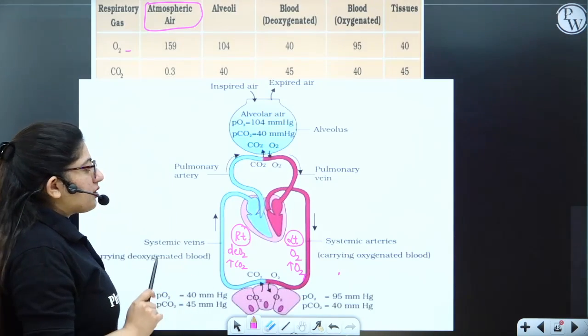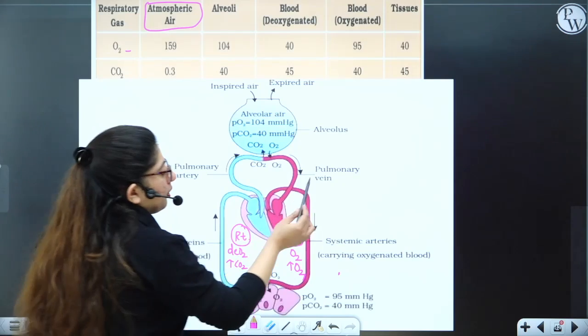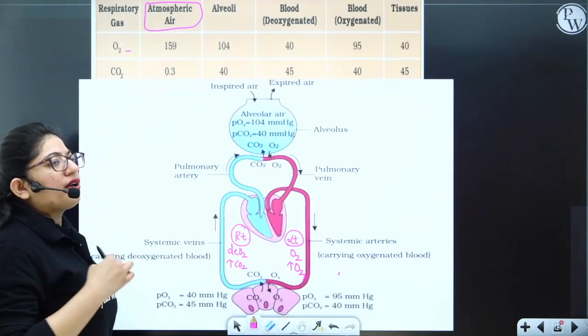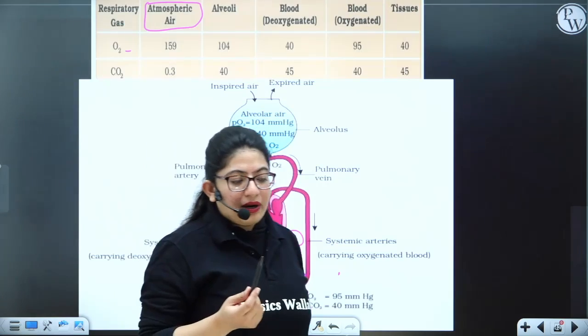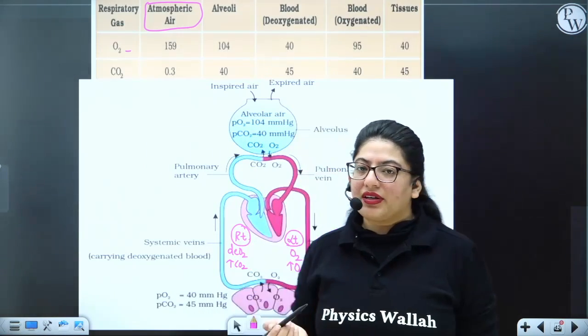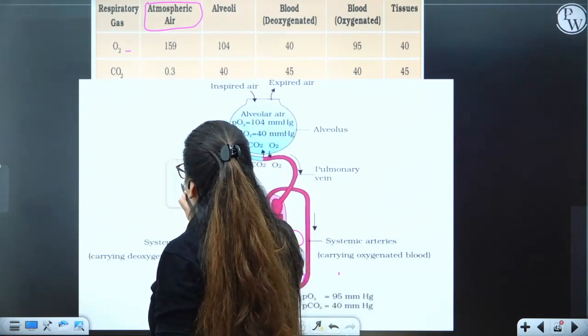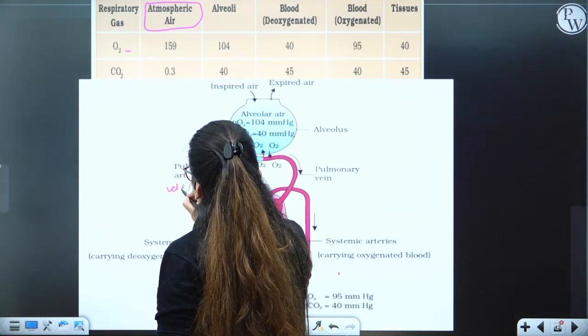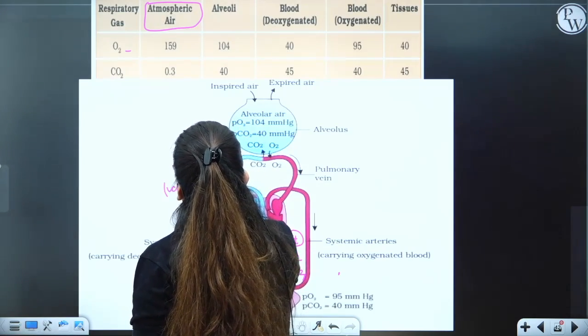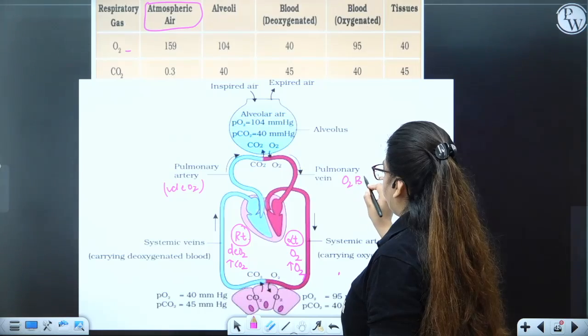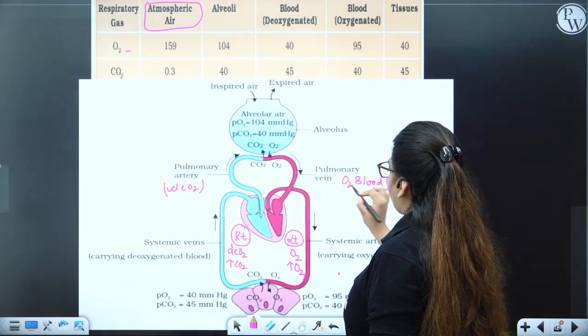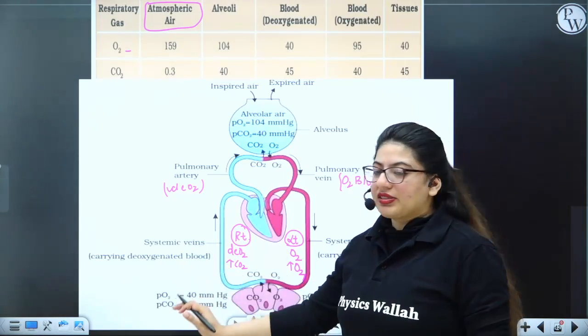So one question is that you need to understand pulmonary vein and pulmonary artery, what kind of blood they are carrying. Since you all know vein carries deoxygenated blood and arteries carries oxygenated, but these are exceptions. This carries deoxygenated blood because this is the entire right side, and this carries oxygenated blood. Likewise, systemic arteries carries oxygenated, veins carries deoxygenated.